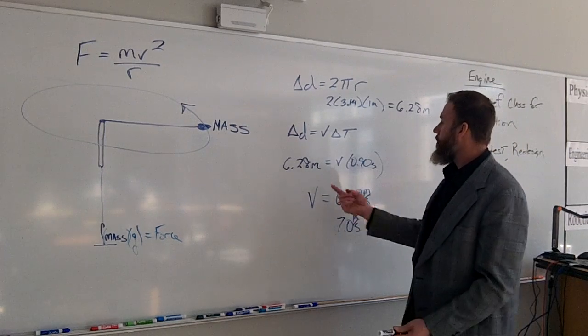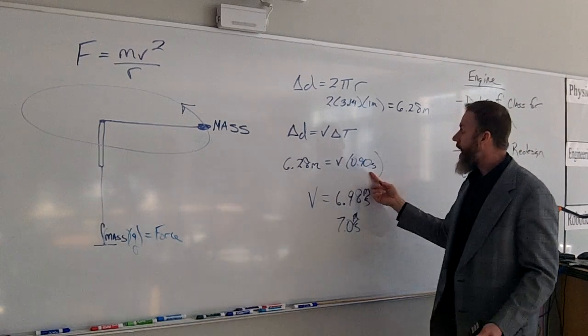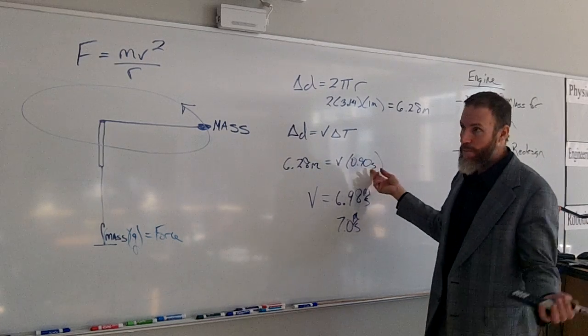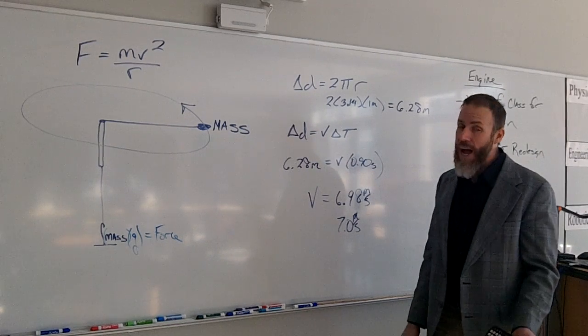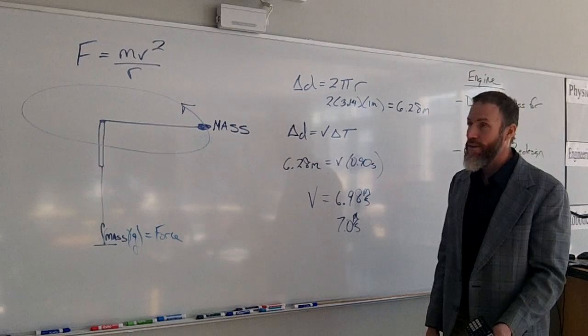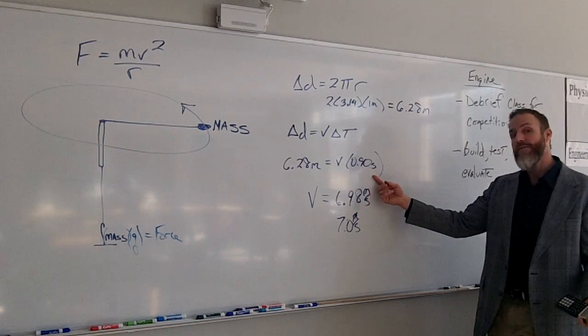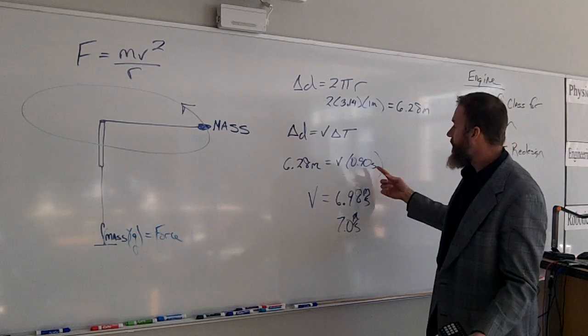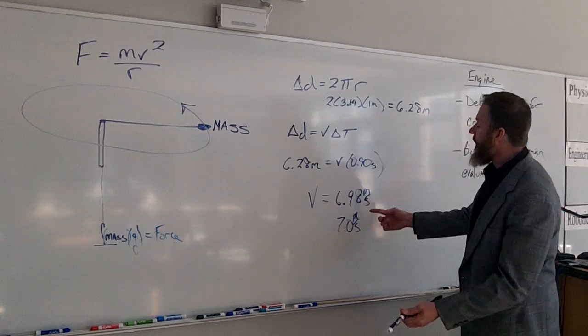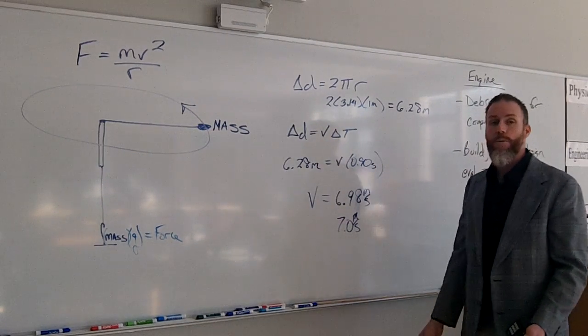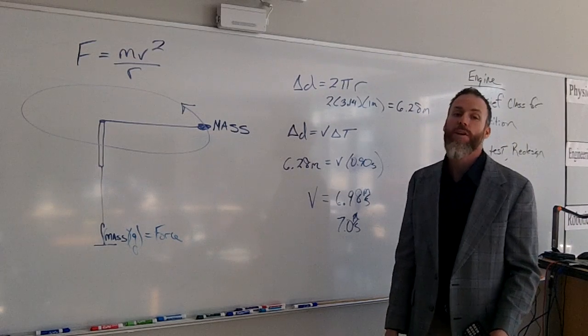Now, that 6.28 meters is divided by a time. You may remember I talked about having a potential time of 9 seconds for 10 times around. Well, how long does it take to go around once? Therefore, divide by 10. I get 0.9. If I divide 0.9 into 6.28, I get 6.98, or 7.0 meters per second with significant figures.